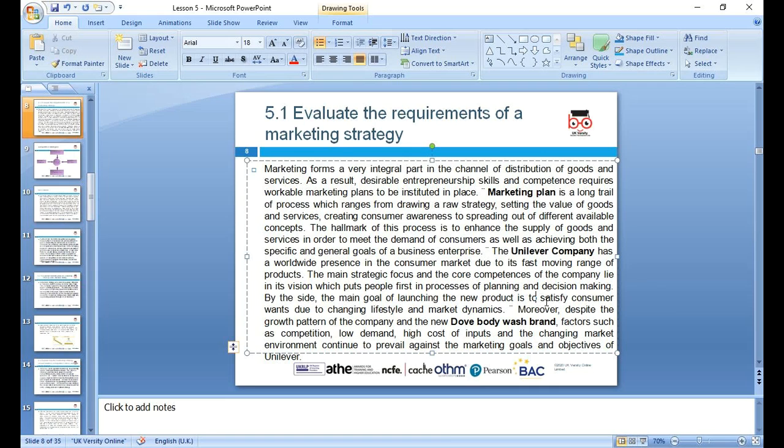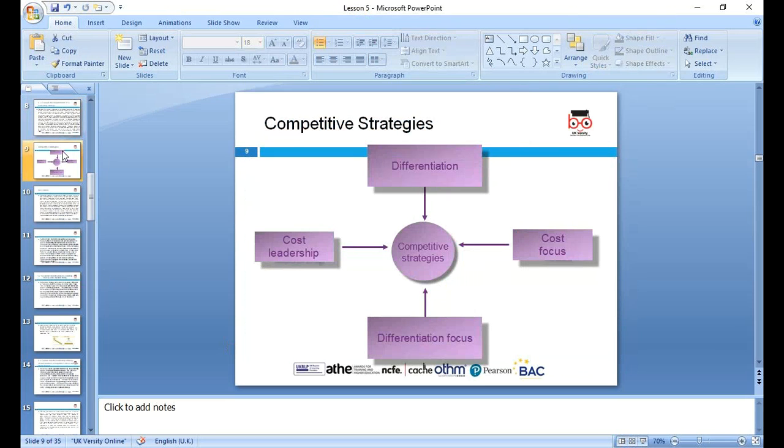That can be your strategies as well. New product is satisfying want due to the changing lifestyle and market dynamics. Moreover, despite the growth pattern of the company and the new Dove body wash brand, factors such as competition, low demand, high cost of input, and the changing market environment continue to prevail against the marketing goals and objectives of Unilever. So we need to think about, we discussed generic strategies: differentiation, cost focus, cost leader.